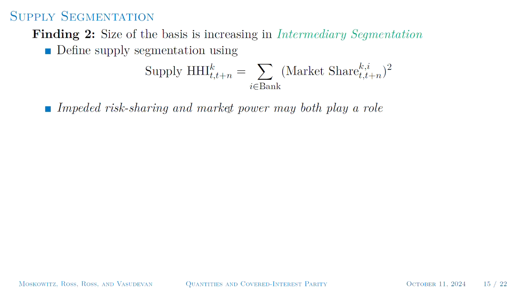The second result that we have is that the size of the basis is increasing in intermediary segmentation, or how concentrated a market is in terms of the banks that are supplying dollars. So we define supply segmentation using the supply HHI measure, which is equal to a bank's market share relative to the industry squared and summed over banks. The fact that the basis is increasing in intermediary segmentation could indicate that there's impeded risk sharing that leads the basis to be inelastic, or it might be that there's a role for market power.